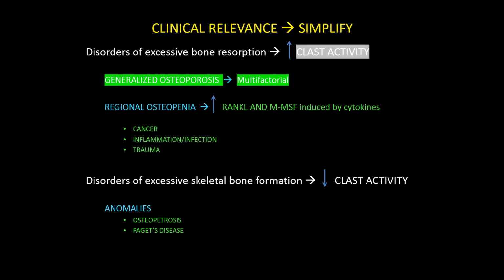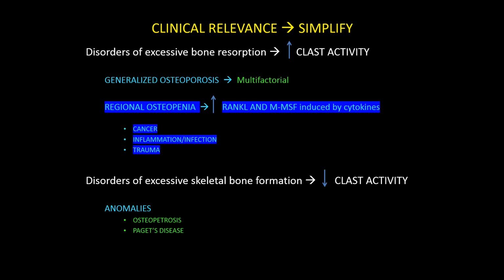The only condition wherein osteoblasts are defective is congenital and rare, osteogenesis imperfecta. Regional osteopenia is associated with cancer, inflammation, infection, and trauma. This is a result of enhanced expression of RANKL and M-CSF induced by local cytokines elaborated by tumor cells, local lymphocytes, and other sources, an area of active research.